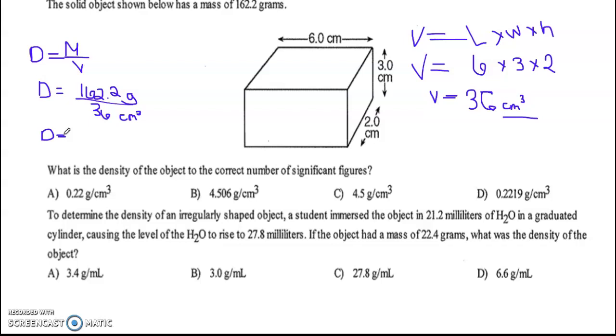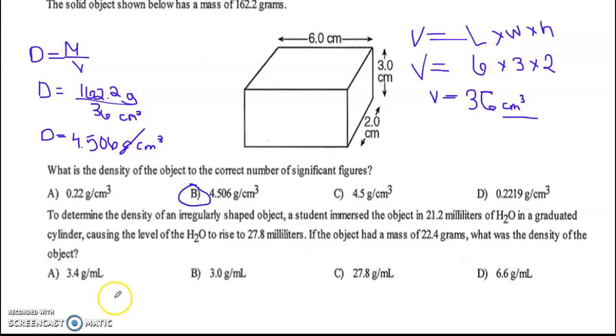So 162.2 divided by 36 will give us 4.506 grams per centimeters cubed. So our answer would be B.